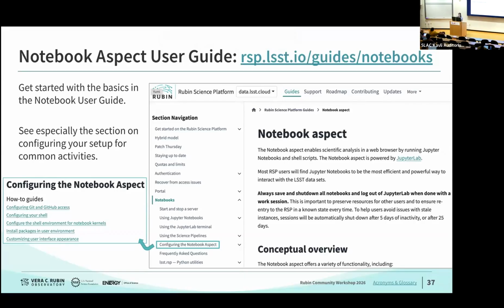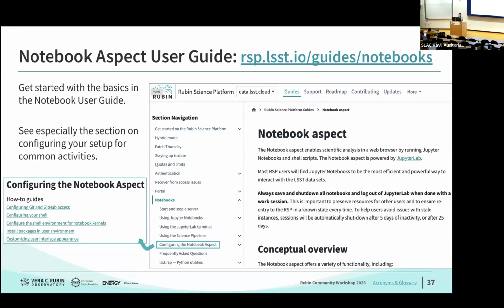And Gloria just went through all the basics of the RSP and how to get an account and the API and the portal aspect of it. But now I'm going to talk about the notebook aspect of the RSP. The notebook aspect allows you to do more complicated science analysis using Jupyter notebooks and Python scripts.